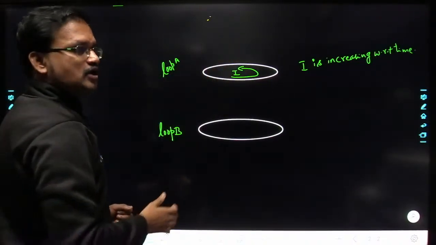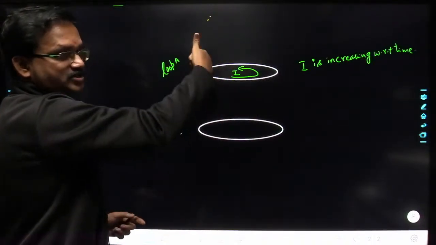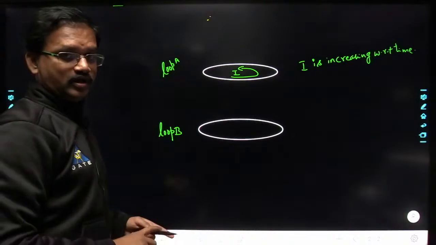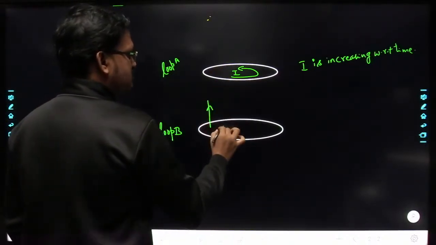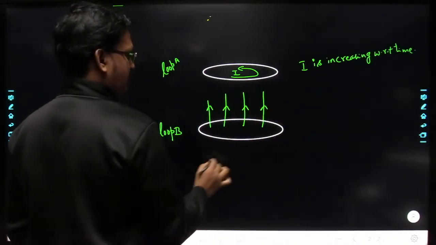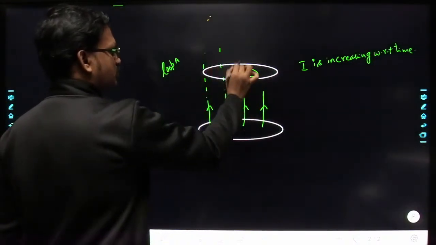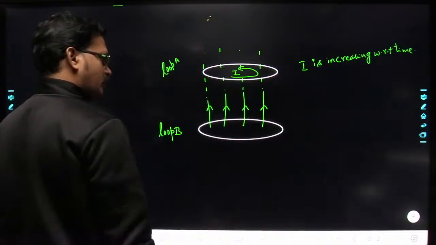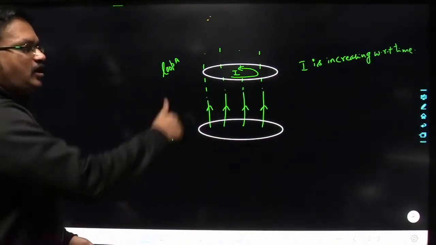Anti-clockwise direction. So that means it is going to produce the B field in upward direction only. Understood? Okay, so the magnetic field it is going to produce is in upward direction. Okay, so you can extend like this here, no problem, right? Okay. So it is going to produce the magnetic field in upward direction.